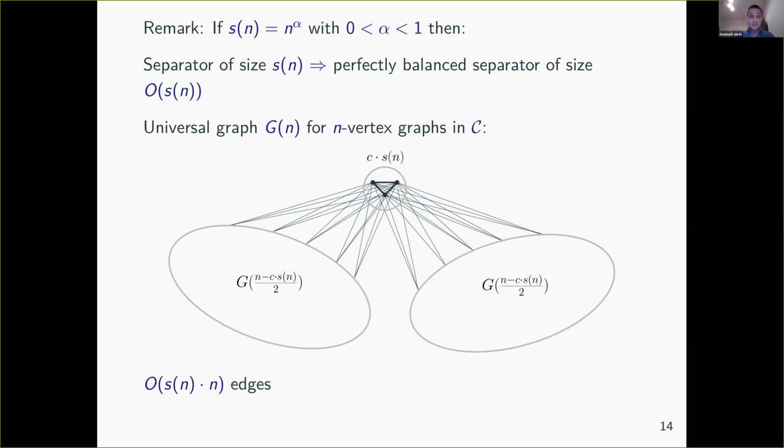Okay, so that hopefully shows that having separators, and in particular having perfectly balanced separators, is really a useful tool for building sparse universal graphs. And now whenever you have a class of graphs that enjoy small separators, then you have sparse universal graphs. So that was the first idea I wanted to convey.